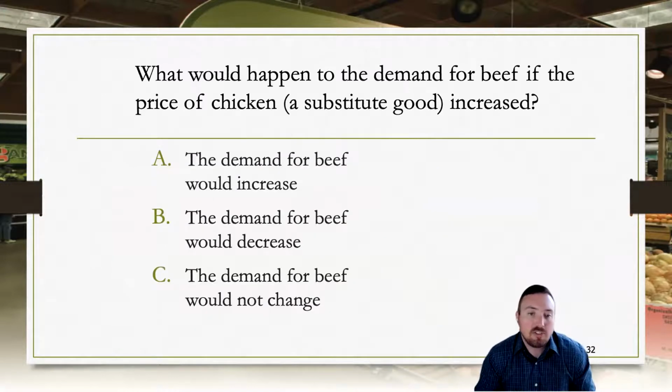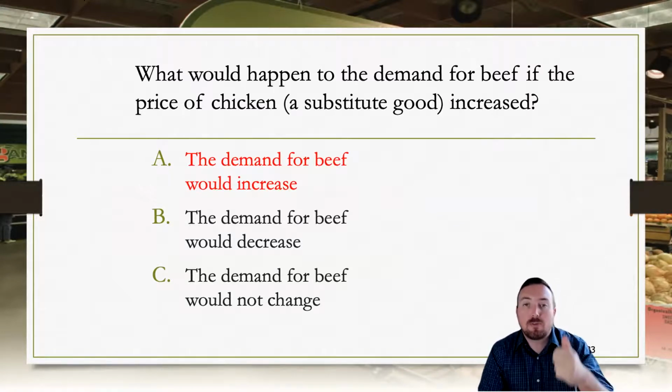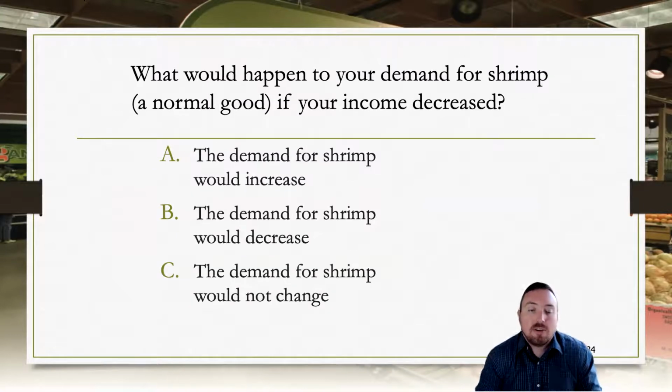Okay, so a few questions here. What would happen to the demand for beef if the price of chicken, a substitute good, increased? Go ahead and ask yourself this question. Pause the video if you need to. So if you're back and you have the answer, the correct answer here should be A, the demand for beef would increase. Again, we have a substitute good, the price of chicken goes up. What happens? Well, if chicken's more expensive, we're going to substitute it out for something cheaper. Demand for beef is going to increase. So A is the correct answer.